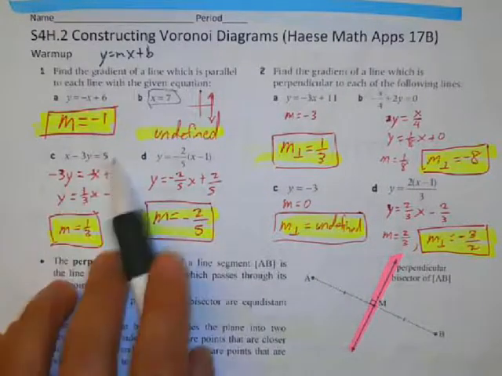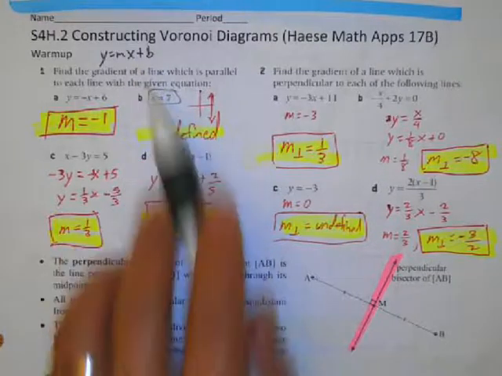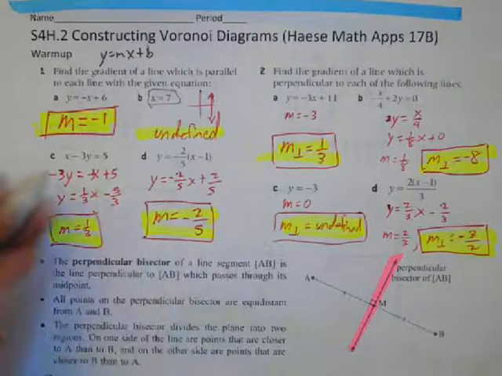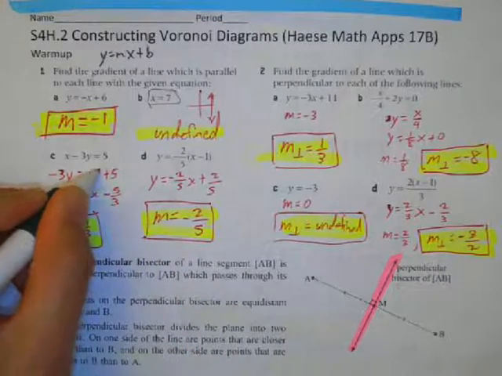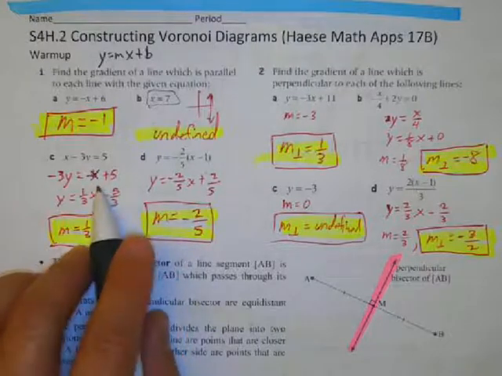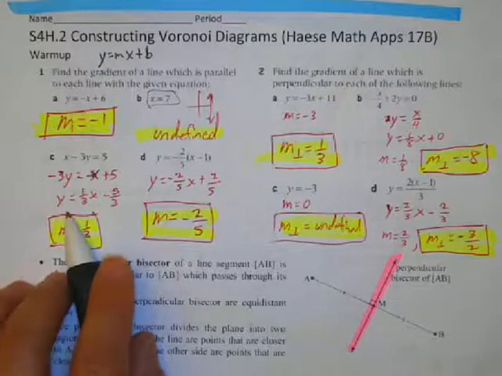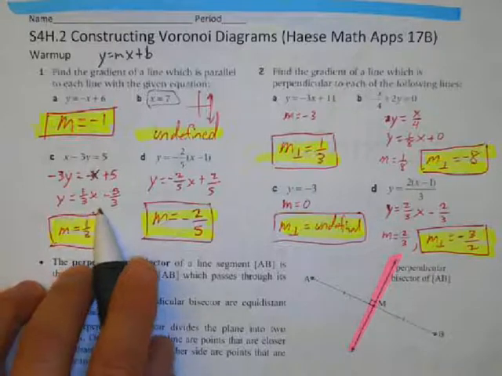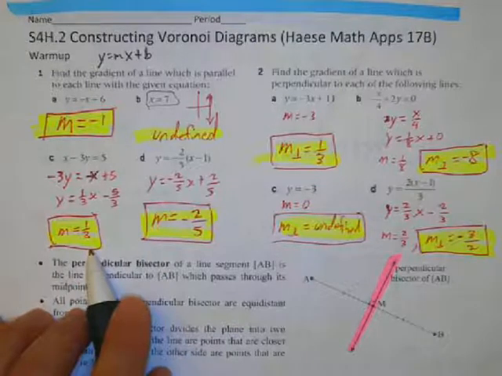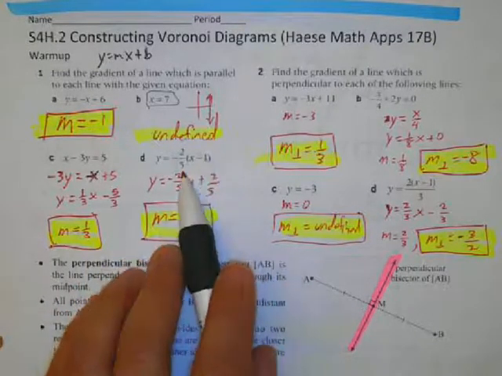This equation, I'm going to change it into slope-intercept form to make it easy to find the slope. So if I subtract x on both sides, I get -3y equals -x plus 5. And then if I divide both sides by -3, I get y equals 1/3 x minus 5/3, so my slope is 1/3. Here, if I do distributive property with the 2/5, we end up with this.